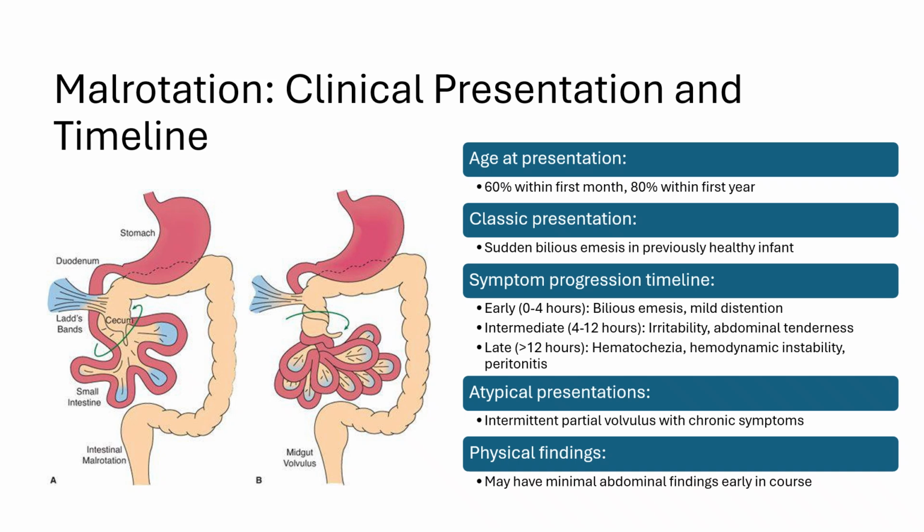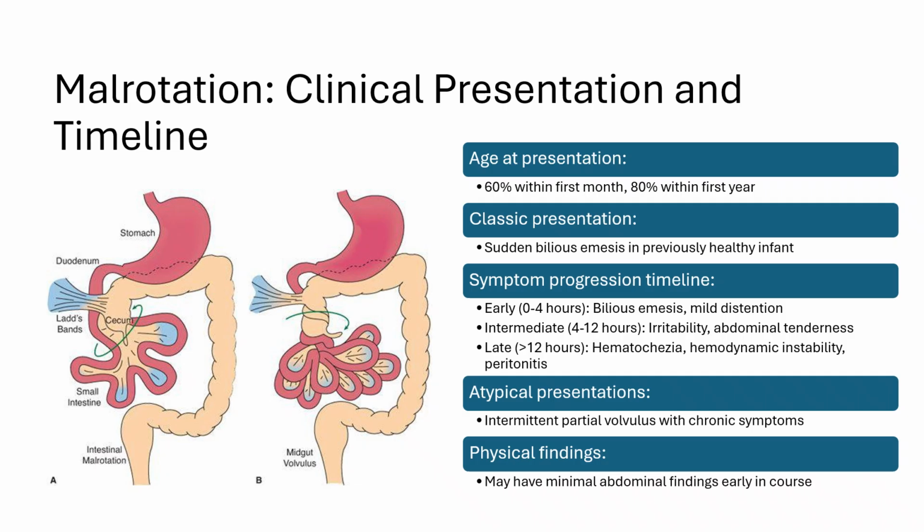The classic presentation is unmistakable when it occurs. Sudden onset of bilious emesis in a previously healthy, thriving infant. This infant was feeding normally, stooling appropriately, and showing no signs of illness until the acute onset of green vomiting. This abrupt change in a well-appearing baby should immediately trigger concern for malrotation with volvulus.